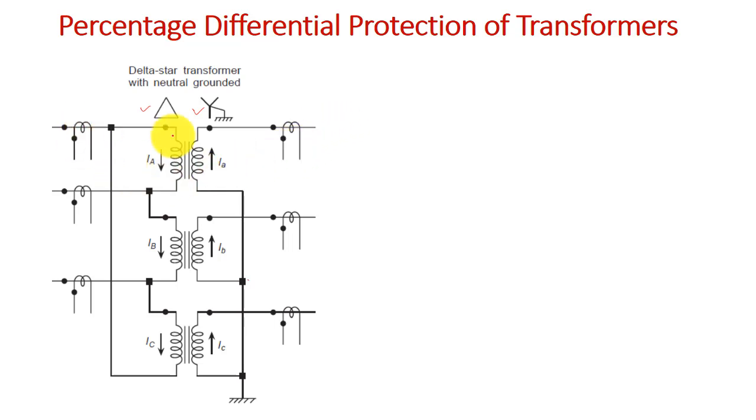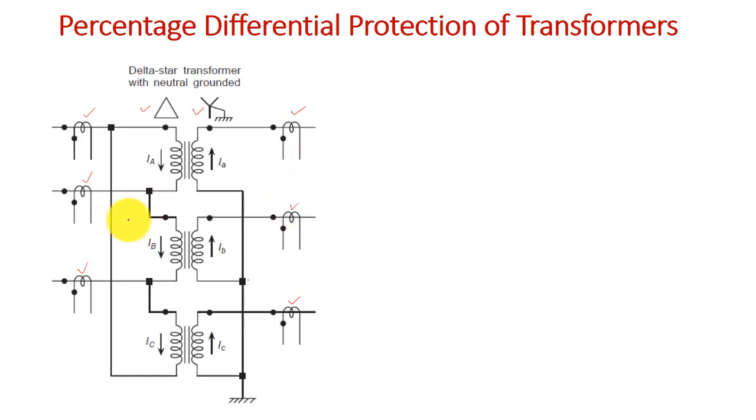Now we have CTs at both the sides, and in fact we cannot fix the CT in the winding itself, because a CT cannot be fixed in the winding. It should be fixed in the line. So the CTs are fixed in the line. Therefore, 3 CTs are connected in the 3 phases of the primary side, and another set of 3 CTs are connected in the 3 phases of the secondary side, right.